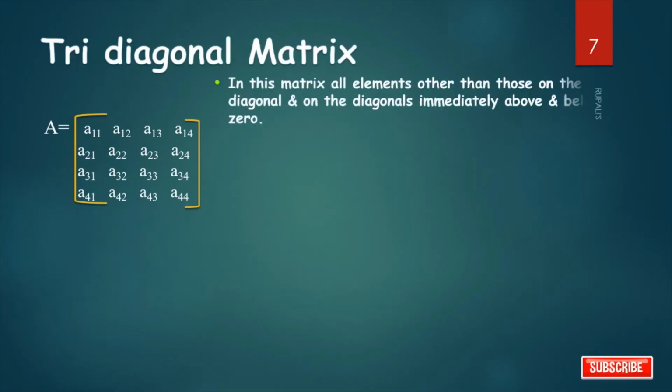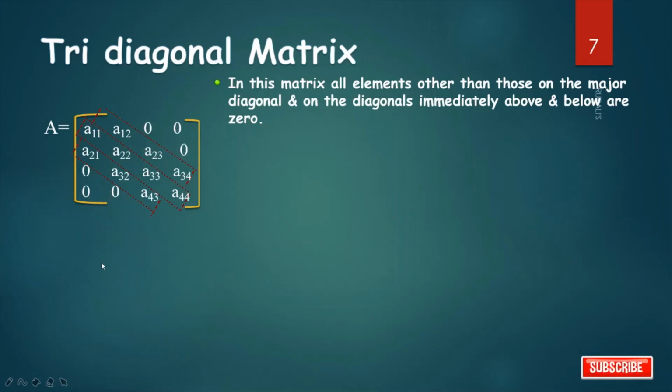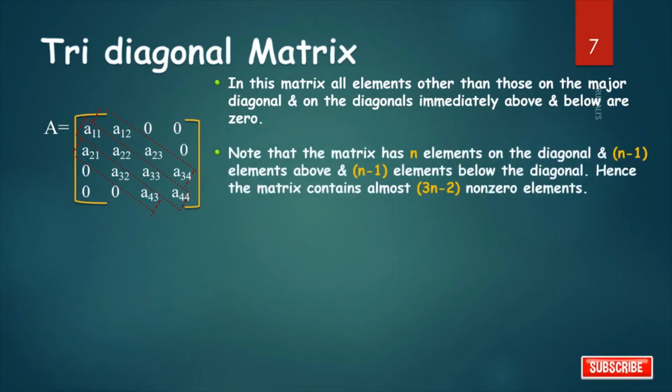Tridiagonal matrix. In this matrix, all elements other than those on the major diagonal and on the diagonals immediately above and below are 0. So this is our major diagonal, and the diagonals immediately above and below are these. And except these three diagonals, these elements are 0. So this is an example of tridiagonal matrix. Now see, if the order of the matrix is n, then n elements are there on the diagonal, and n minus 1 elements are above and n minus 1 elements are below the diagonal. So total number of non-zero elements are 3n minus 2.